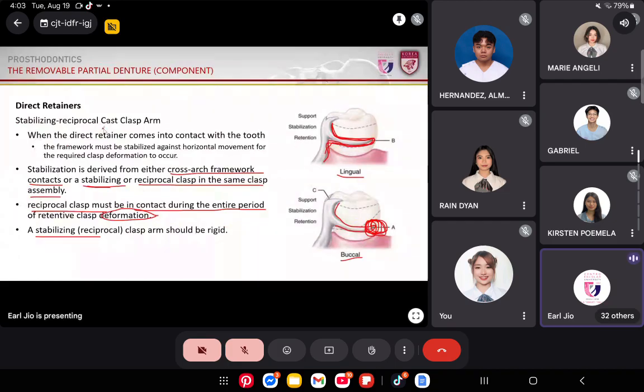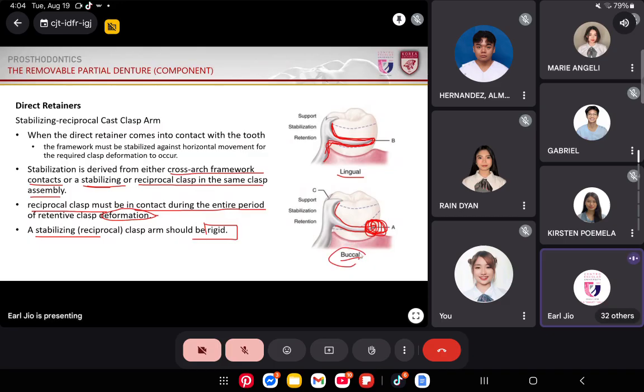Reciprocal clasp arm. When the direct retainer comes in contact with the tooth, the framework must be stabilized against horizontal movement for the required clasp deformation to occur. Stabilization is derived either from cross-arch framework stabilizing or from a reciprocal clasp arm in the same clasp assembly. The reciprocal clasp arm must be in contact during the entire period of retentive clasp deformation. The stabilizing reciprocal clasp arm should always be rigid. Again, the design should be rigid.